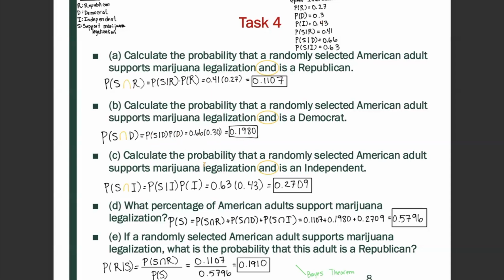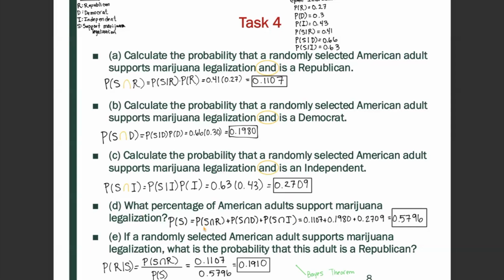Part C, calculate the probability that a randomly selected American adult supports marijuana legalization and is an independent. So that would be the probability of S intersect I. So S is that the randomly selected American adult supports marijuana legalization, and I is that they're an independent. So that equals the probability of S given I times the probability of I. So that would be 0.63 times 0.43, which yields 0.2709.